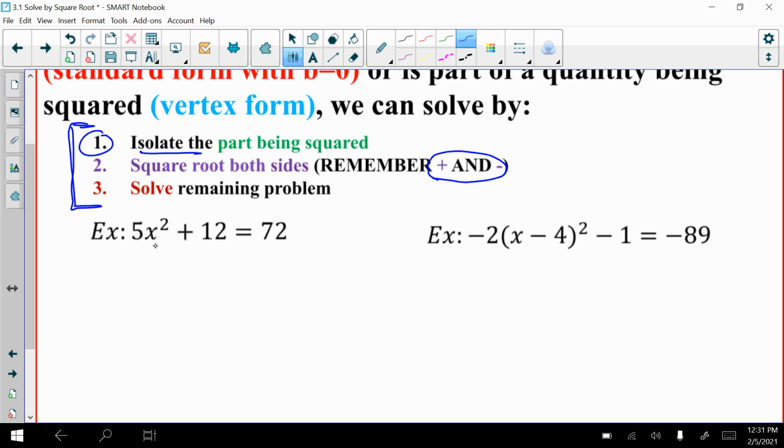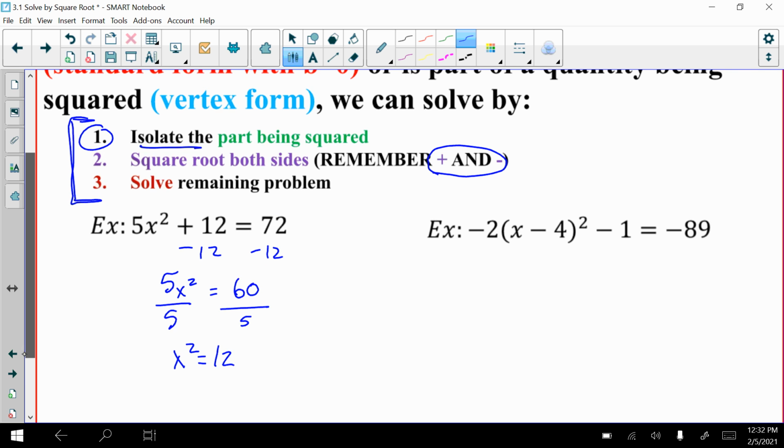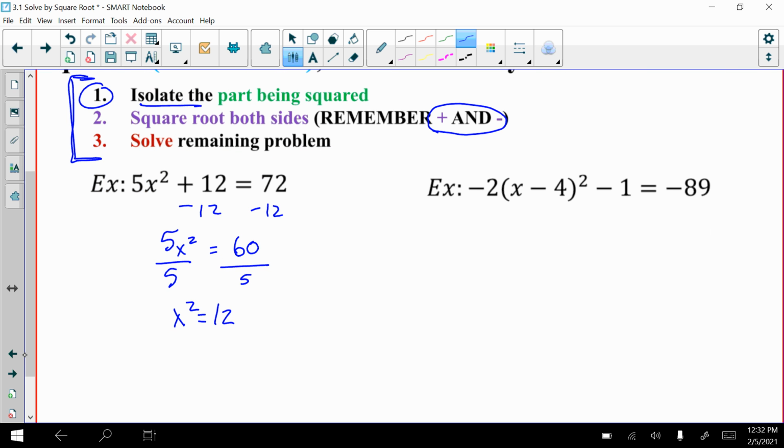Okay, so first I'm just going to solve it like I'm solving an equation. So I'll need to subtract 12. 5x squared equals 60. And again, you're trying to get x squared alone, so I'll divide by 5 to get rid of that. And have x squared equals 60 divided by 5. That's 12. Okay. Now I've got the x squared all by itself. The thing that is being squared is alone.